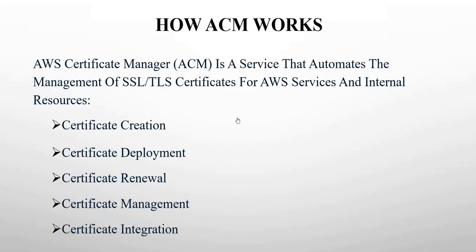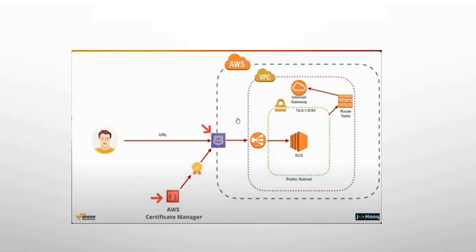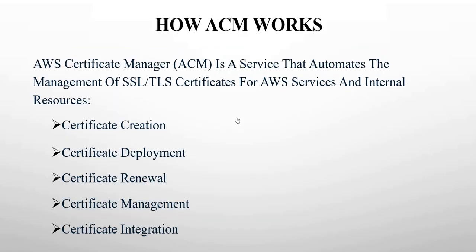The next, how ACM works. First we will know the definition, then we will go through this diagram. AWS Certificate Manager is a service that automates the management of SSL and TLS certificates for AWS services and internal resources. It works through certificate creation, then deployment, renewal, management and integration. So let's know one by one. Certificate creation.